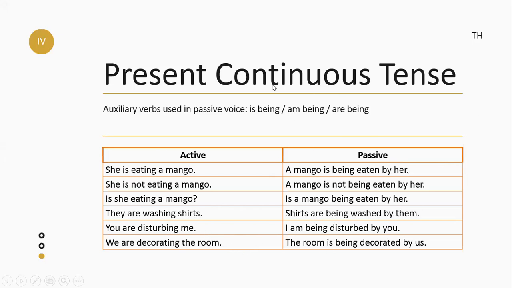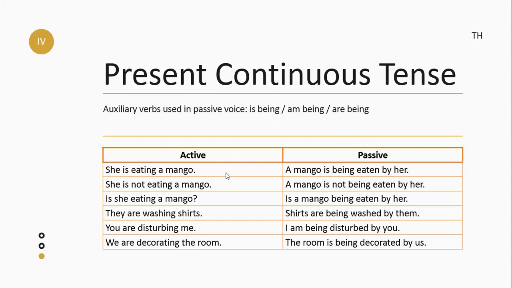So if we want to make it into passive, we can say that I am being disturbed by you. So when it comes to present continuous, the structure you want to remember is that when we make it into passive voice, we use am, is, are with the word being, because it indicates the continuation or a progression of an action.